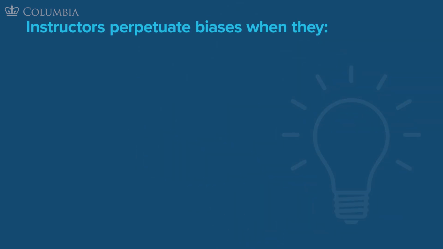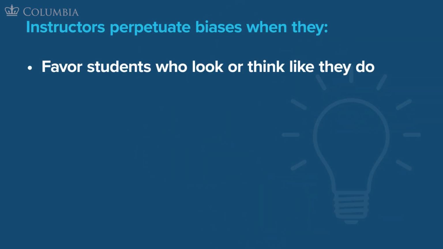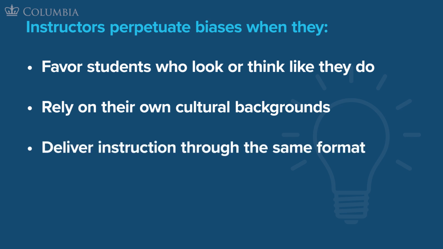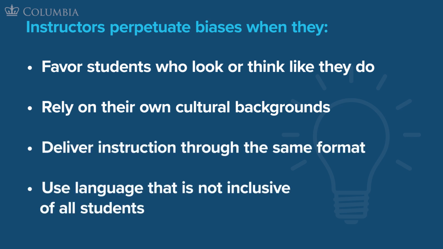When instructors favor students who look or think like they do, rely on their own cultural backgrounds when selecting course content or determining student expectations, deliver instruction through the same format throughout the course, or use language that's not inclusive of all students, they perpetuate habits and biases that make it difficult for all students to engage and succeed in higher education classrooms. No matter how well-intentioned instructors are, these actions, which are sometimes unconscious, can keep instructors from engaging with students as whole people and in ways that make students feel valued and included.